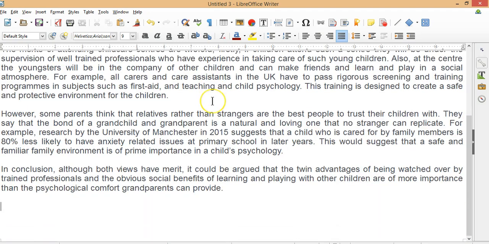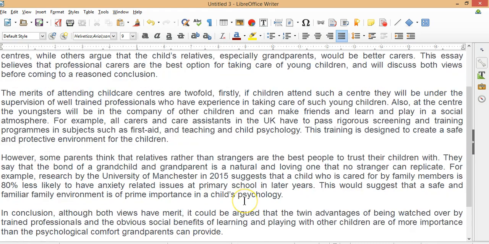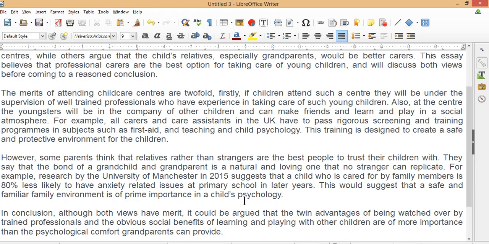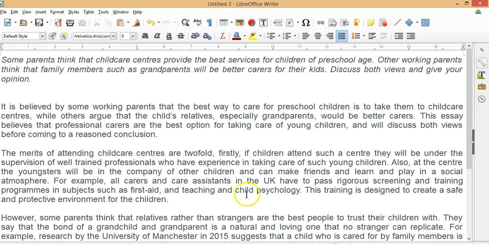Okay, so that's not bad, I don't think. So I think there's 12 sentences. It's about 304 words for four paragraphs, so that's not bad.